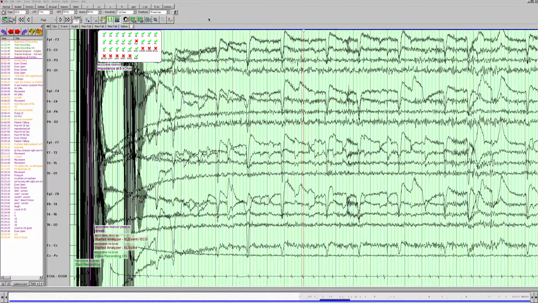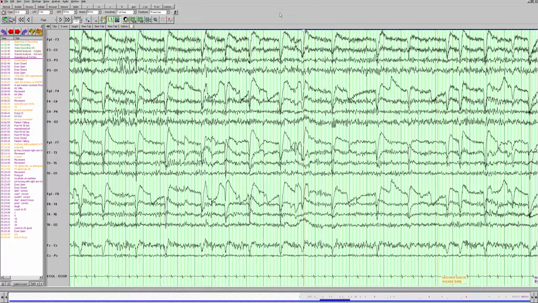This is an EEG of a 35-year-old woman with a history of altered mental status. As we look at this EEG on the first page, we can see there's a lot of eye movements, lots of eye blinking. It looks like a lot of underlying muscle artifact. And of course, the first thing we want to look for is the posterior dominant rhythm.